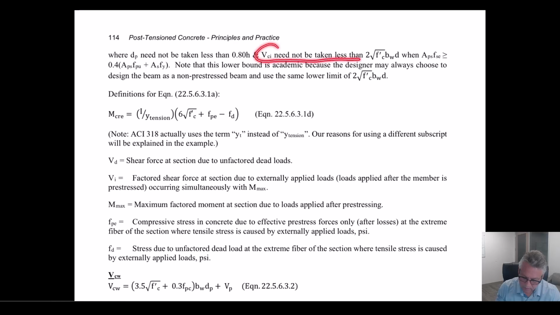VCI is also, and this just seems to get more complicated in the code, need not be taken less than 2 square root f prime c, but there's another caveat in there that says under these conditions it's 1.7 square root f prime c, which is actually, that 1.7 has always been there. The 2 square root f prime c just got added sometime recently, but it doesn't make sense to ever be less than 2 square root f prime c because you always have the option not to use the pre-stressing equations. The pre-stressing equations give you a better value of shear capacity, of VC. You can always revert back and not use those. Just use reinforced concrete shear at 2 square root f prime c. So why there would ever be a lower limit that was less than what you can just default to doesn't make sense and hasn't. But so anyway, we will use the lower limit of 2 square root f prime c, mainly because you can always go back to that.